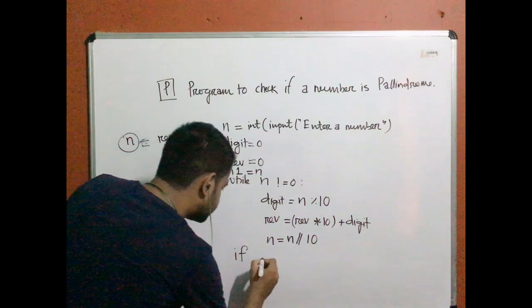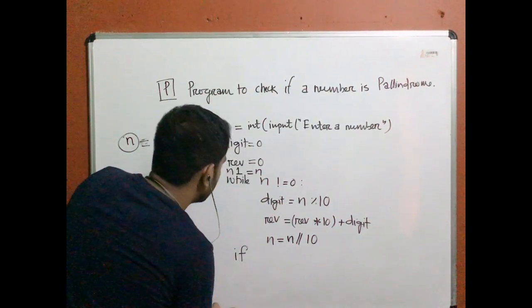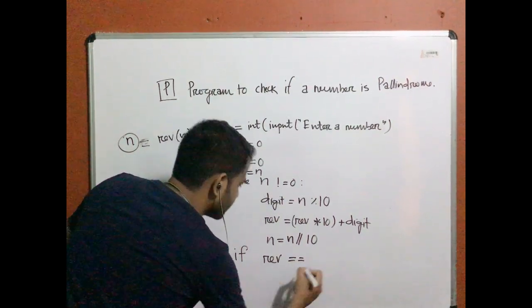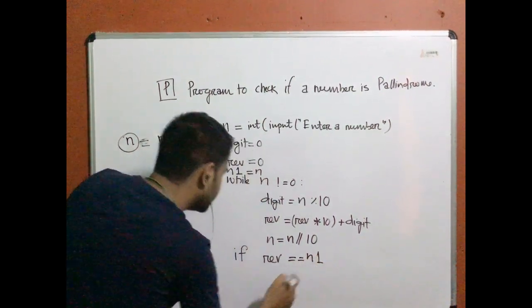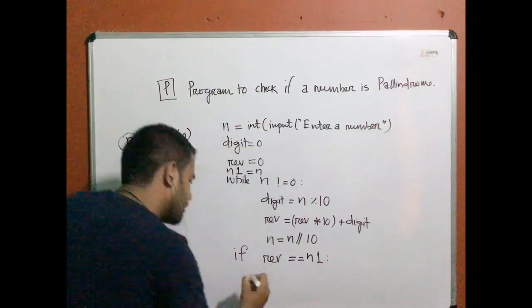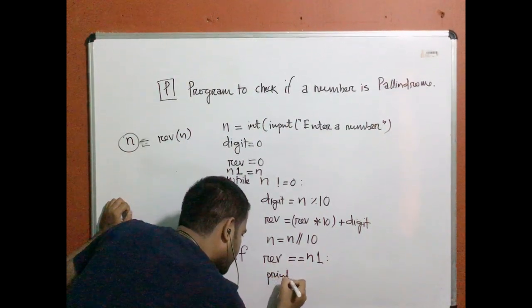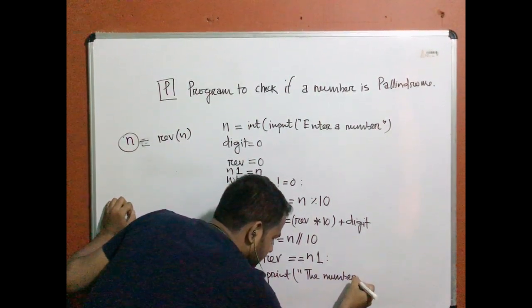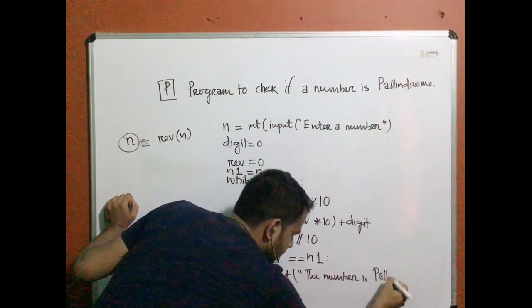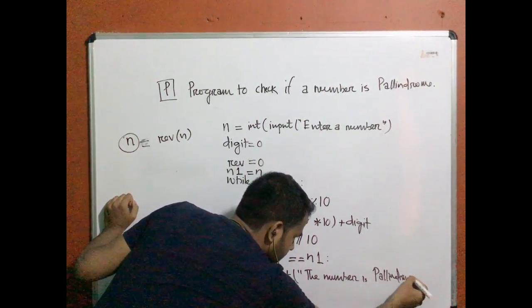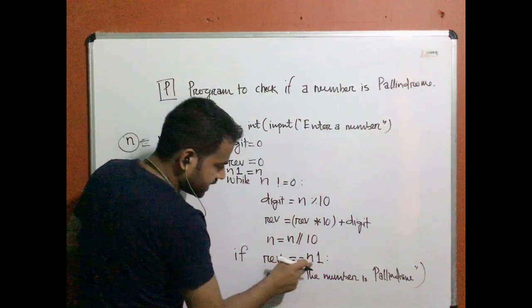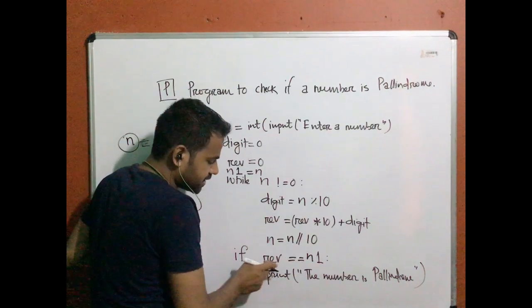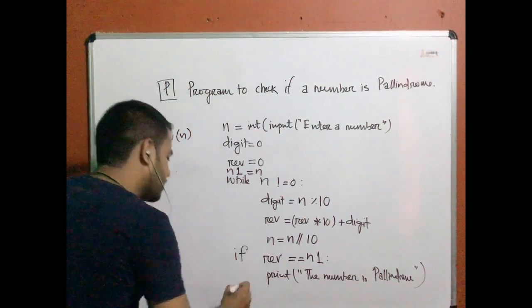So I'll write if REV is double equal to what? n1, because the original data is stored in n1. Then print the number is palindrome. Here we have the original data and we are comparing that with the reverse of the number. So if the original data matches the reverse, then this number is palindrome.